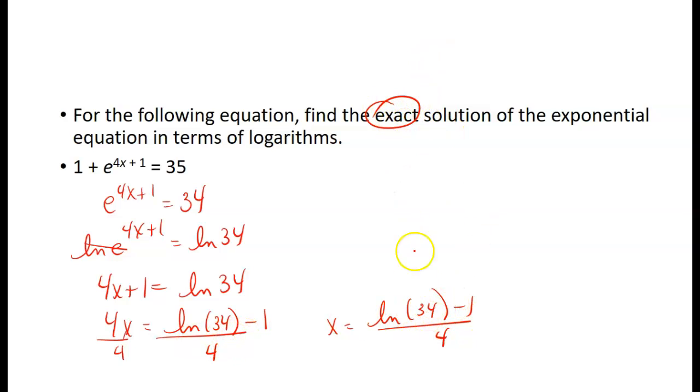Since it says exact, you want to leave it like this. You do not want to give the decimal for it. If it says round to 3 decimal places, then you want to put that in the calculator and round it to 3 decimal places. So really watch your directions and don't miss a problem simply because of not following those directions.